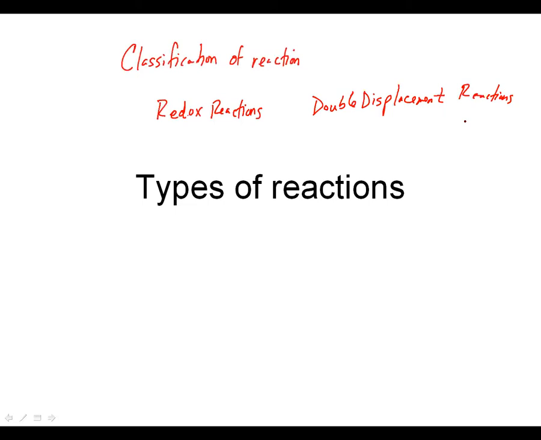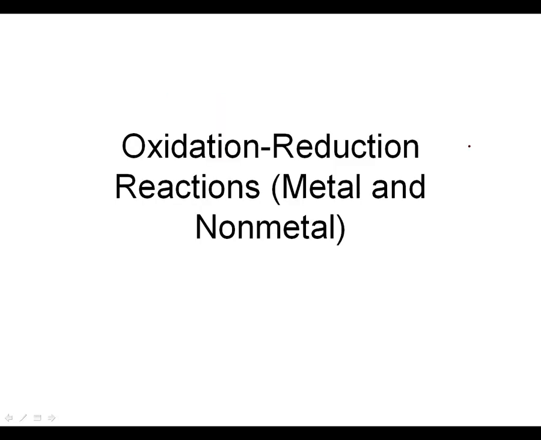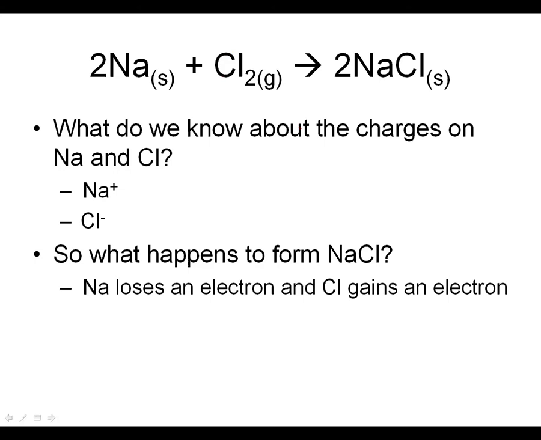So let's start looking at it. The first thing we're talking about is oxidation reduction reactions, which are sometimes referred to as redox reactions. Oxidation reduction reactions a lot of times involve a metal and a non-metal. It doesn't always have to be, but a lot of times those are the ones involved. For example, in this reaction, we have sodium metal coming together with chlorine gas to form sodium chloride.